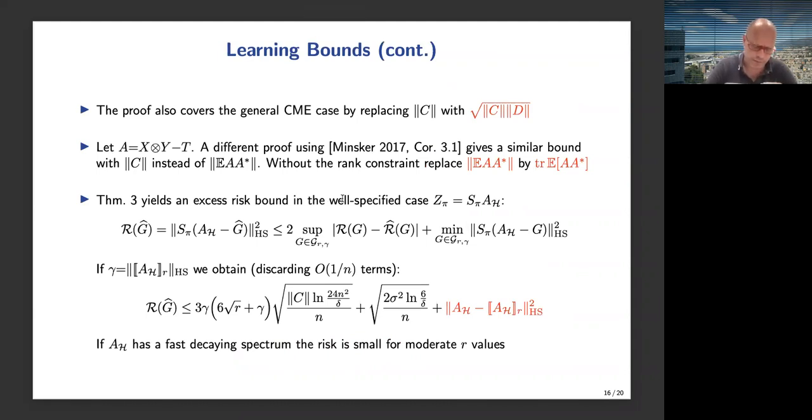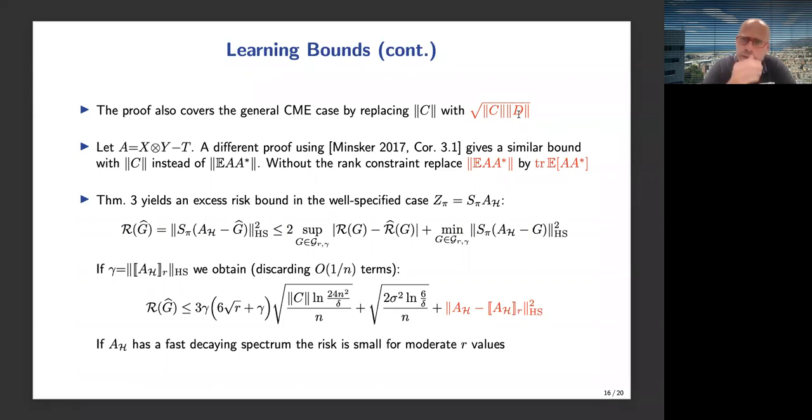Maybe I'm running a little bit out of time, but the proof also works for the conditional mean embeddings. The conditional mean embeddings are a little bit more general because in the case of the dynamical system, the input is sampled from the invariant distribution. So the output will also be distributed according to the invariant distribution, because this is what invariant means. So the covariance of the input, which is C, is the same as the covariance of the output. In the bound we have only the spectral norm of C, but for the conditional mean embeddings, we also have the spectral norm of the output covariance.